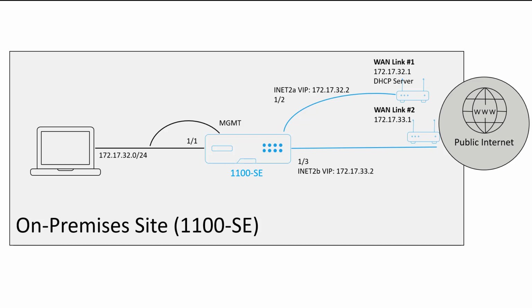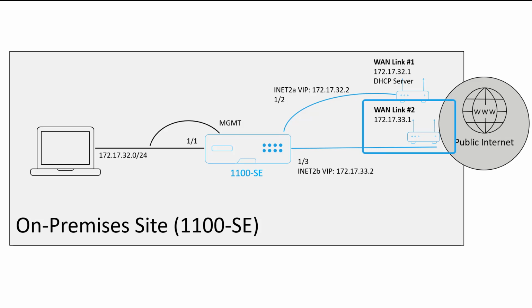A virtual IP address of 172.17.32.2 will be used as the private IP address, which is expected to be NATed by the WAN link 1 modem to a dynamic public IP address to initiate a WAN path to the MCN in the cloud network.